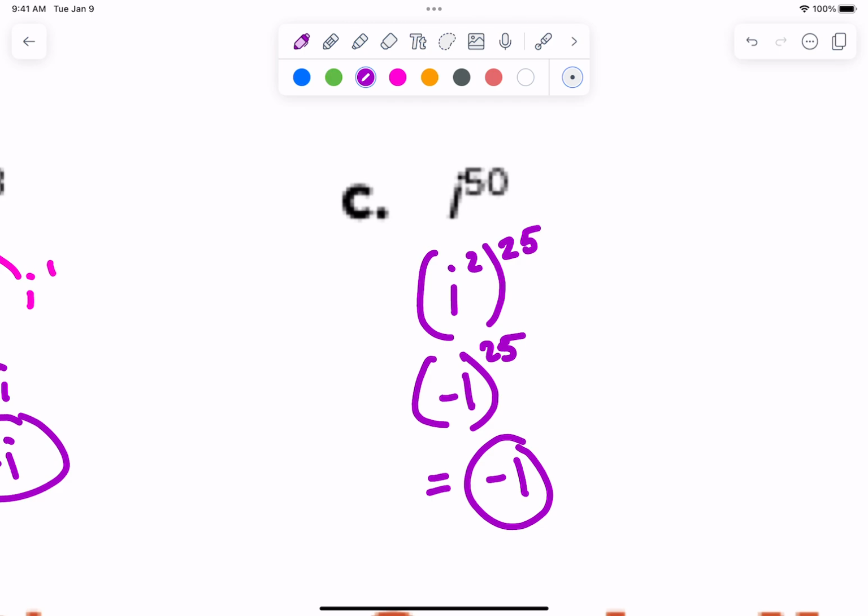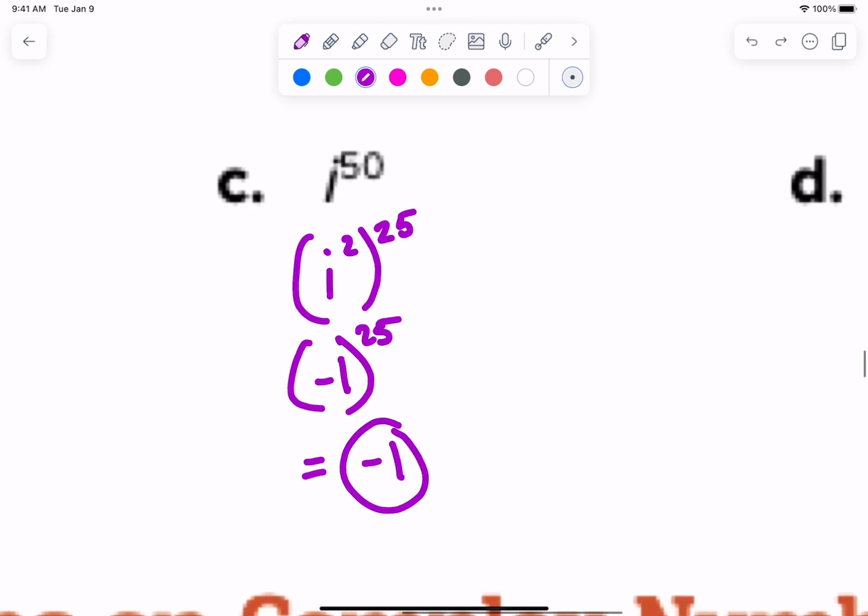Only when it's an odd number do you have to hang an i off. Does that make sense? Otherwise, all the i's go away. Did that answer your question? Okay.